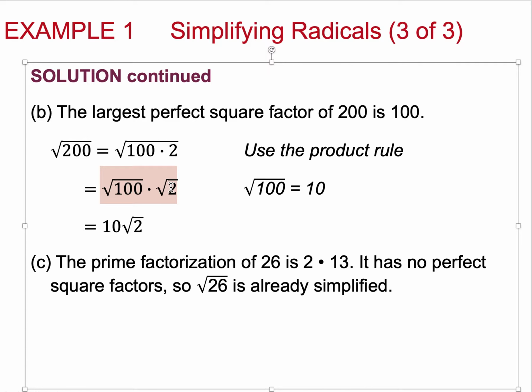This is really important for students to see this middle step because they don't understand where this comes from if they don't see it as the product of two separate radicals. So it's going to be 10 square root of 2.